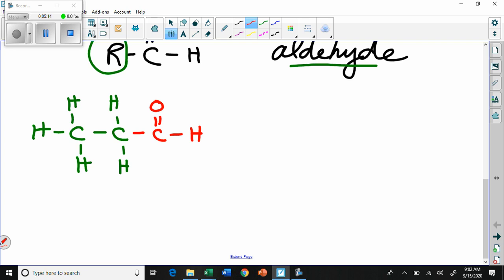Now that you know about carbonyls, you can spot them in the middle of a molecule where they've joined, making a ketone, or at the end of a molecule where they are sort of not joined.